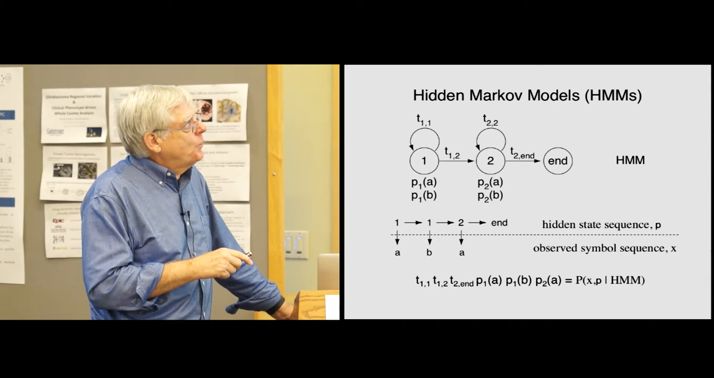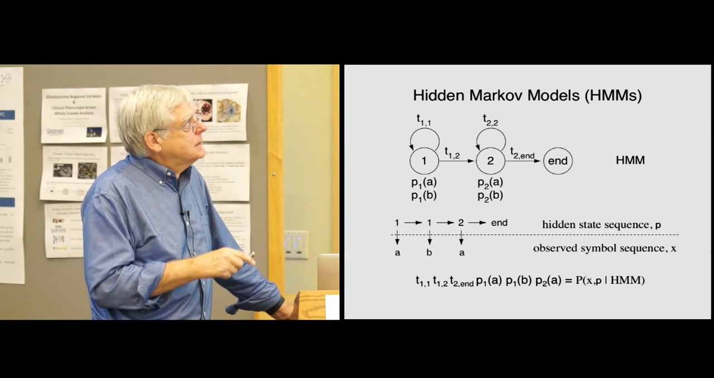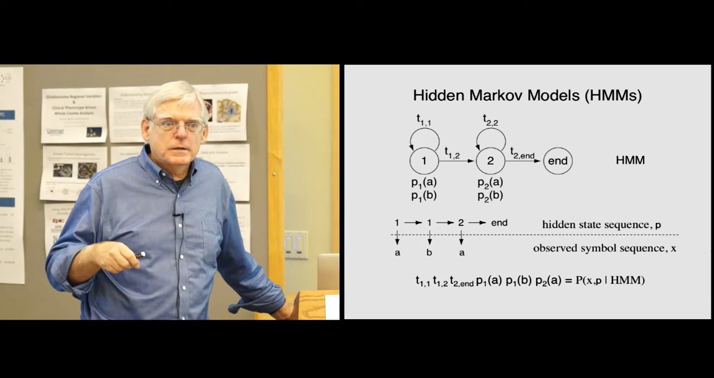Here we have state number one. When we're in state number one, we can transition to state number two, or we can stay in state number one. In state number two, we can do that, and so on and so forth. So the circles and the arrows are the Markov model part.